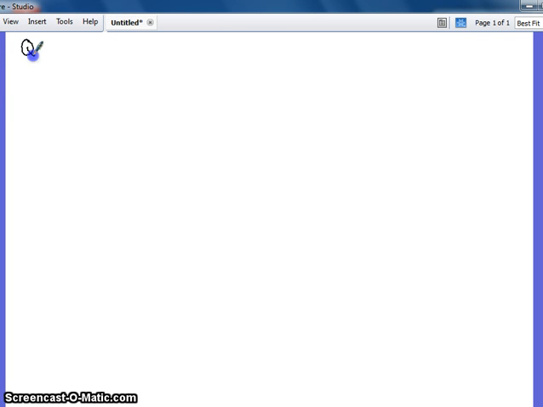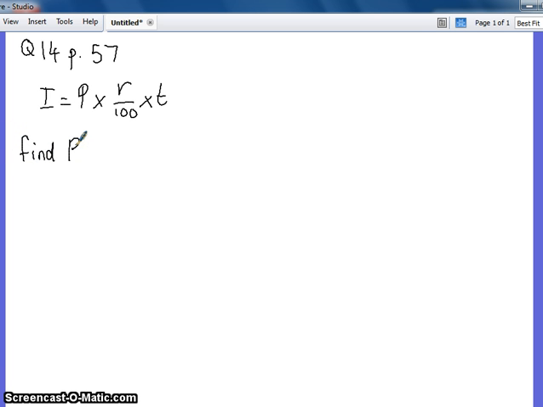Okay, so question 14, page 57, where we're rearranging the rule. I equals P times R over 100 times by T. Find it for P. All it's saying is move things around as we might have in the past in order to get P on its own.